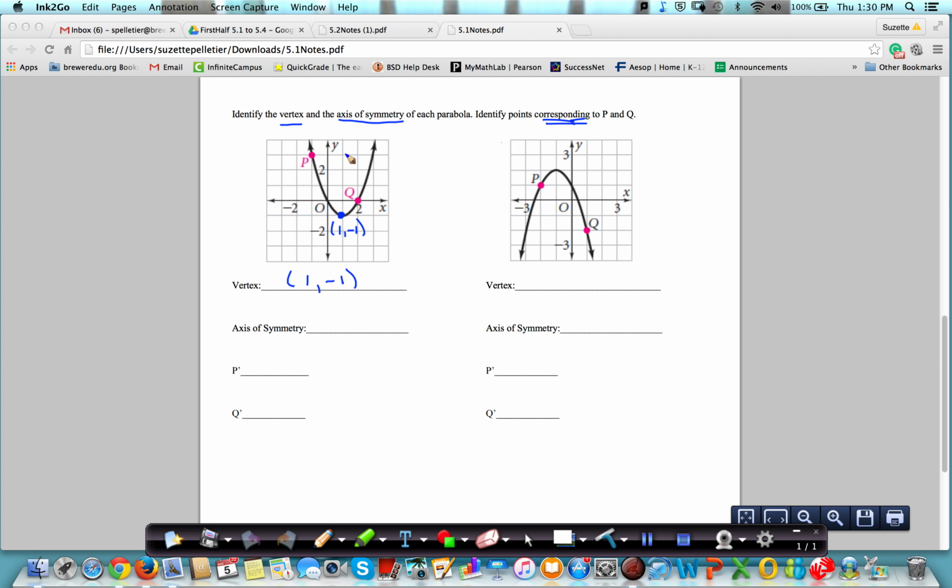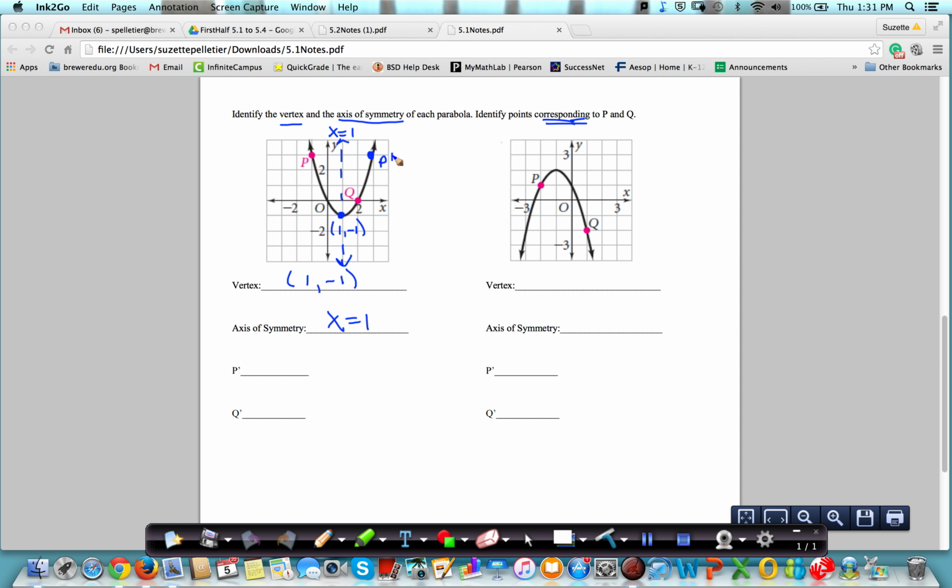The axis of symmetry would be found right here. So what is the equation of the axis of symmetry? It's over at 1, x equals 1. So that's how we write it, x equals 1. And then I want the point that corresponds to P. So here's P, and I want the point that corresponds to it. What they mean by that is, here's a line of symmetry. You learned in geometry that if you have a point that is 2 units away from the line of symmetry to the left, it has a corresponding reflection 2 units to the right. And so this would be P prime, and we're asking for P prime.